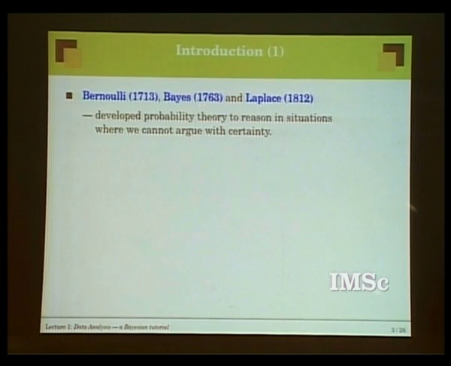Then we have the Reverend Bayes, and the person who really started doing Bayesian analysis was Laplace, who applied it to all sorts of problems. And there are other people I left off. You could put in Gauss and Pascal and others too. And I'm really talking about people who developed probability theory as a tool for reasoning in situations where you couldn't argue with certainty. So this is when you got bored with tossing coins and playing cards, but you wanted to use it to actually do some science to learn about the world. And that's what Laplace really started doing.